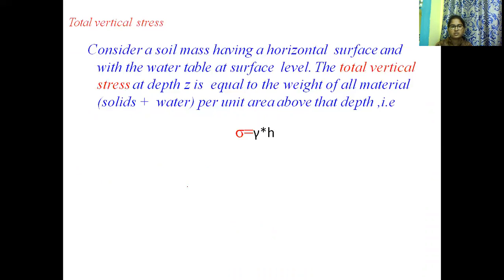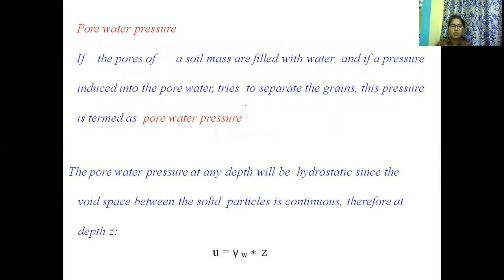Now, what is total stress? The definition of total stress: it is defined as the total stress at a depth equal to the weight of all materials, solid plus water, per unit area above that depth. It is indicated by sigma, which is equal to the unit weight of the particular layer into the particular depth, so gamma into H, plus pore water pressure.